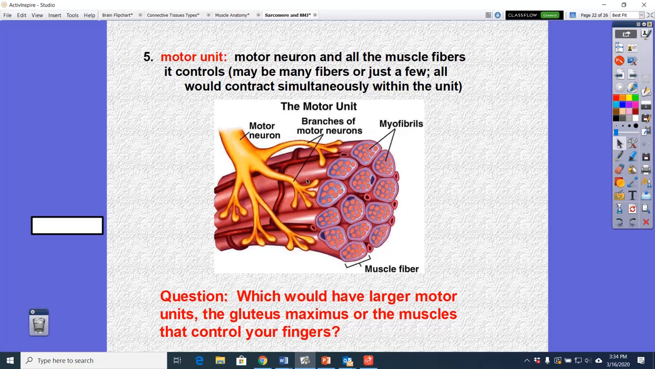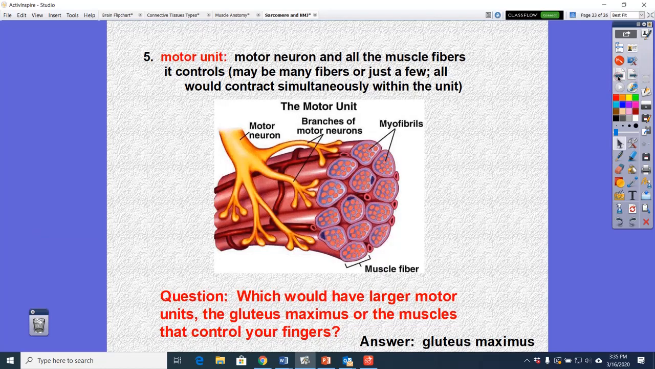If you look at the gluteus maximus versus the motor neurons that control your hands, the gluteus maximus is a bigger muscle, therefore it has more muscle fibers, therefore it has more motor neurons, therefore it has more motor units. So you can think the bigger the muscle, the more the motor units. And we'll do a little bit more with motor units when we talk about recruitment later on in the unit, when we try to figure out how much contraction we can really get out of a muscle.